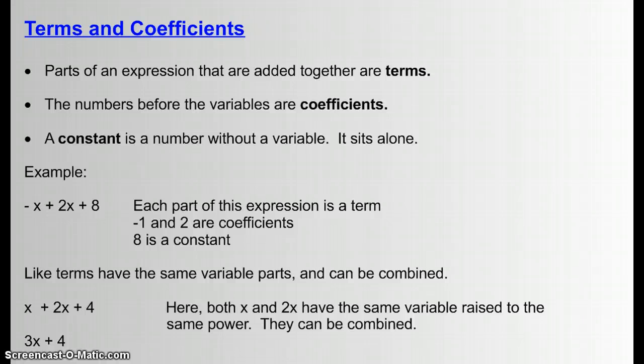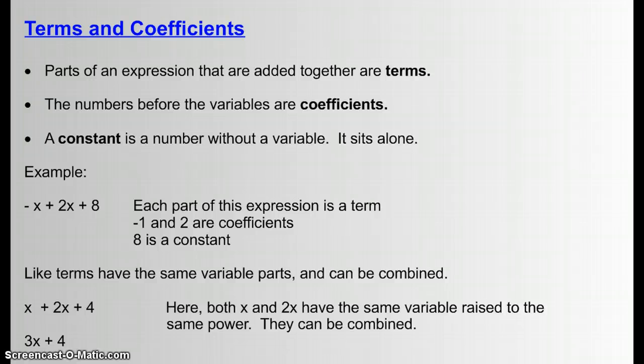In this, you have two variables. The numbers before the variables that are being multiplied by them are called coefficients. So negative 1 and 2 are coefficients. And then lastly, at the end, we have a number sitting all by itself. That's a constant. 8 is a constant.